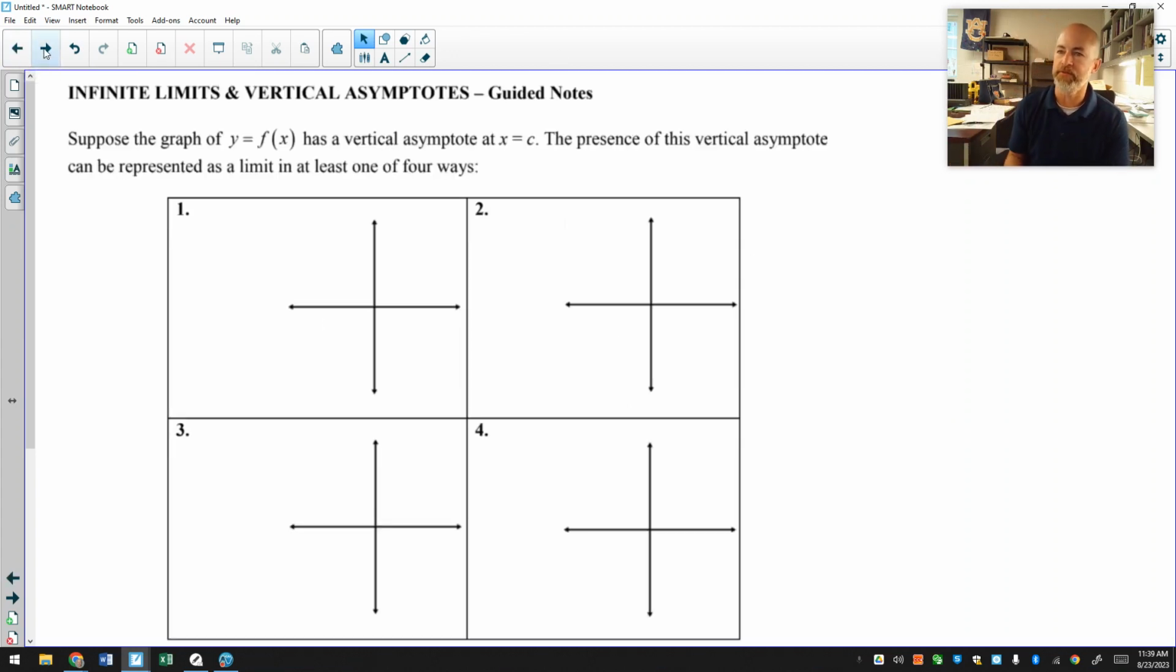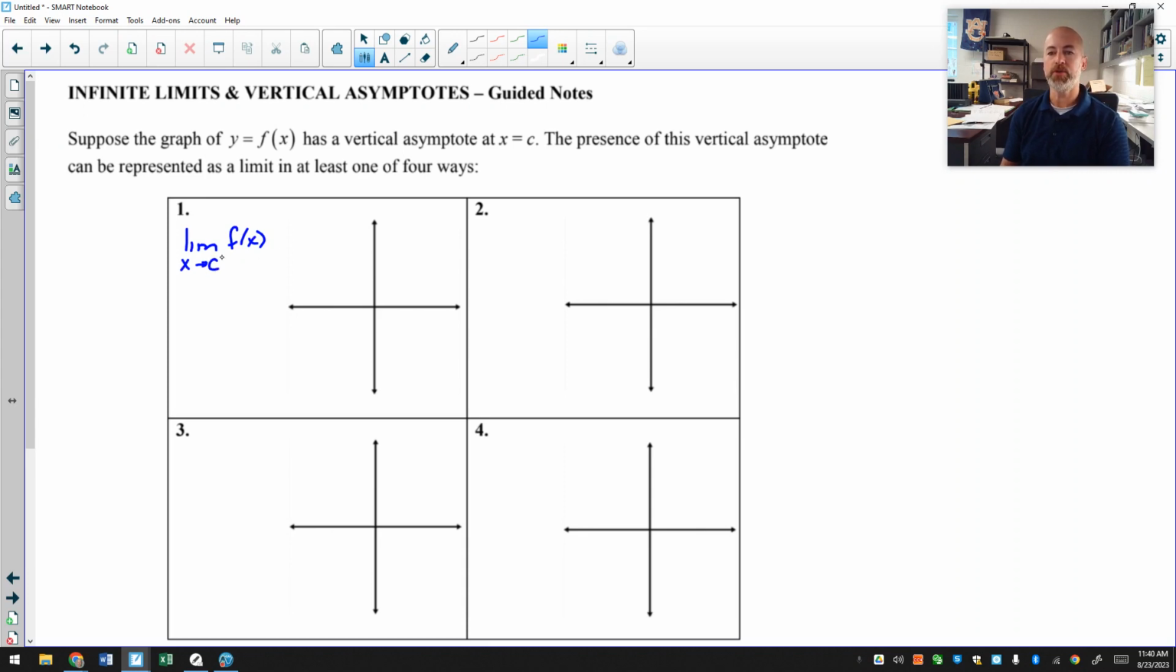So let's talk about vertical asymptotes and how they are represented by limits. Let's say we have a function f of x, and it has a vertical asymptote at x equals c. Well, that vertical asymptote can be represented in a limit in at least one of four ways. And sometimes a combination of two of these would describe both sides of the asymptote. But one of them would be the limit of f of x as x is approaching c, because we are approaching the location of that vertical asymptote.